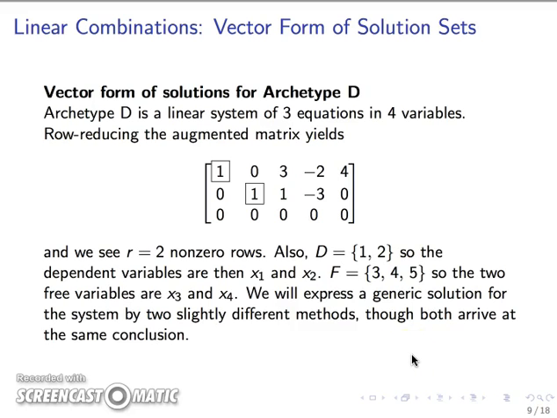So what we're going to do is go on to writing the solution set, for which we need the set D and the set F. We note here that D contains indices 1 and 2, F contains indices 3, 4, and 5. We are not going to make use of 5. The free variables would be x3 and x4. So we're going to express x1 and x2 in terms of x3 and x4.